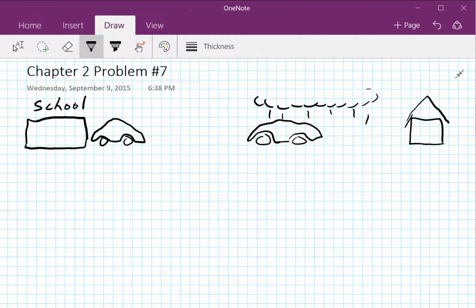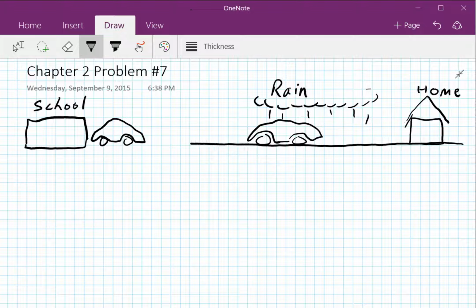Okay, you might want to label home here. You could technically label rain, but I think I did a good enough job on the drawing there. You guys can judge that for yourselves. Once you've done this, I'm going to draw a road in here just to make it easier to use the line as a reference.